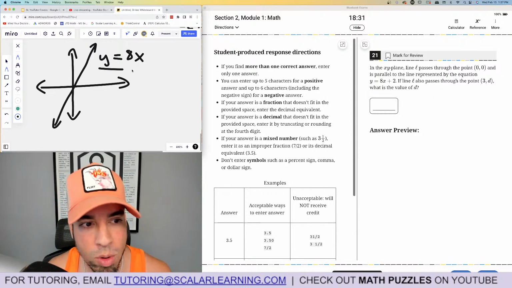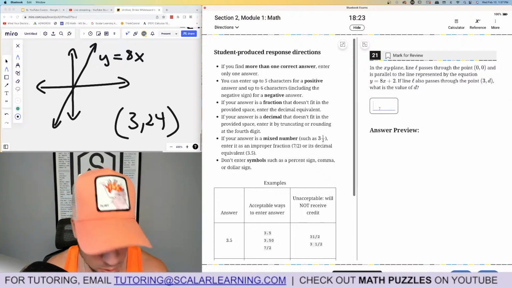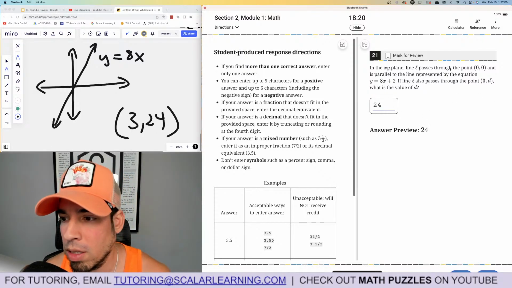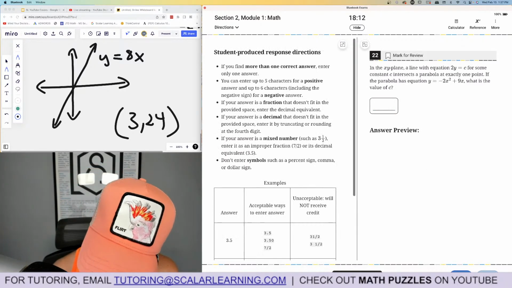So I already have my equation. This is great, right? It passes through 3 comma something, just plug and chug. 3 goes into the equation, you get 24. So that's your D value, it's 24. Okay, let me make sure I didn't go too quickly. Line L passes through point 0, 0 and it's parallel to the line, so it's y equals 8x. And then line L also passes through 3, 24.